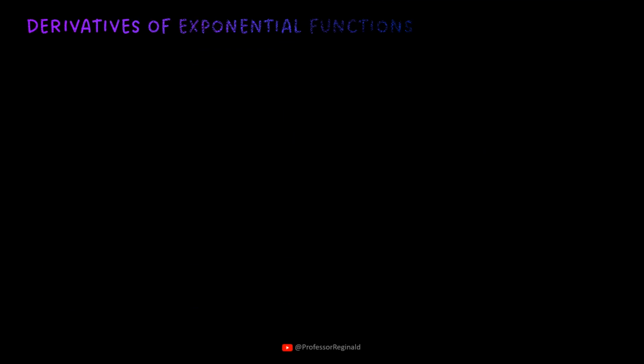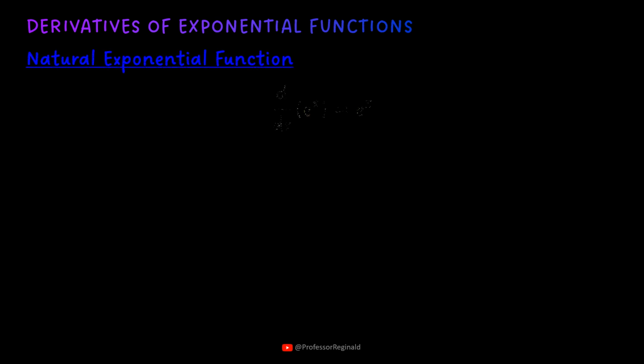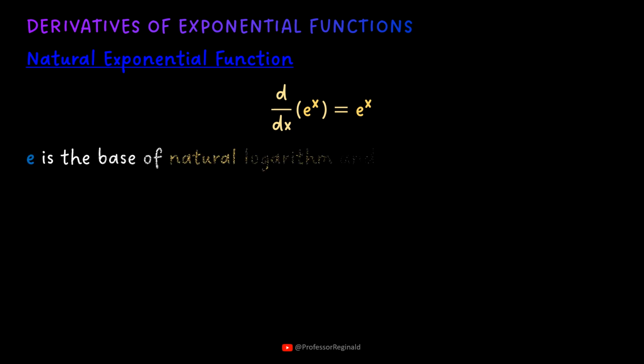Derivatives of exponential functions. Natural exponential function. The derivative with respect to x of e raised to x is equal to e raised to x, where the base of natural logarithm e is an irrational number.